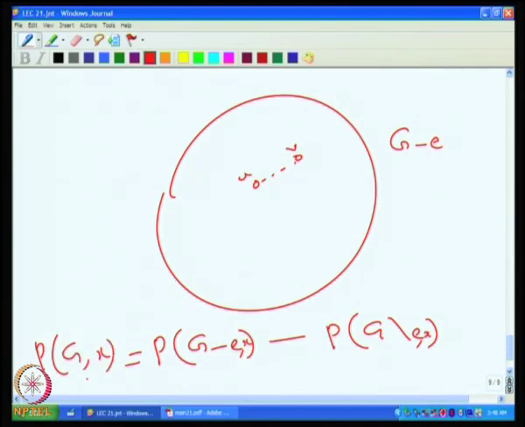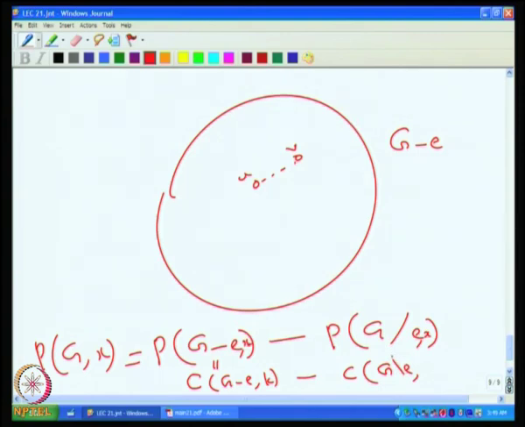If you take this, then you see that if you put k for x, a non-negative integer k, then this will evaluate to c(G minus e, k), and this will evaluate to c(G contracted e, k). Sorry, this contraction is written wrongly.